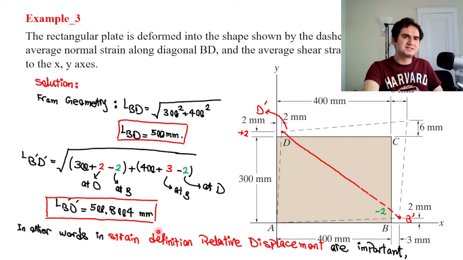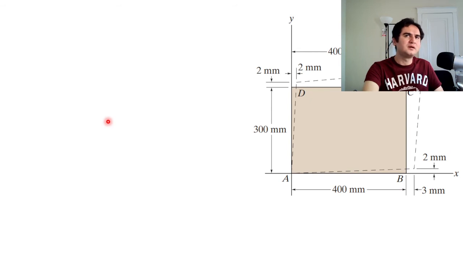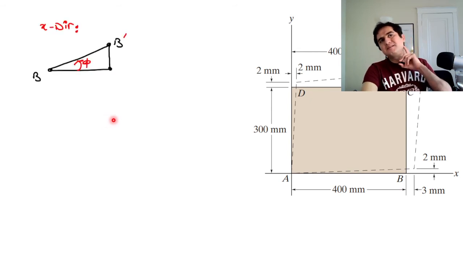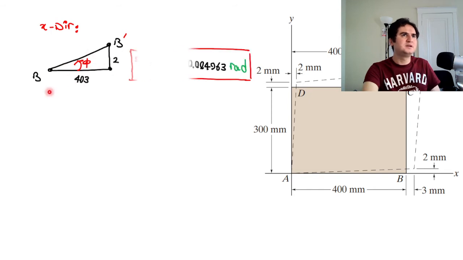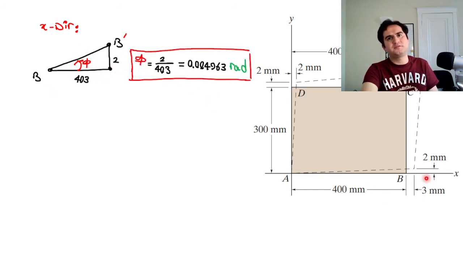Again, in other words, in a strain definition, relative displacements are important. That's the application of relative displacement in our problem solving approach. If you want to see what happened in X direction and Y direction to the thread from B to B prime, there is an angle, we call that phi, and that phi is a rise of 2 millimeters over a run of 403. So that gives you this amount in radians.